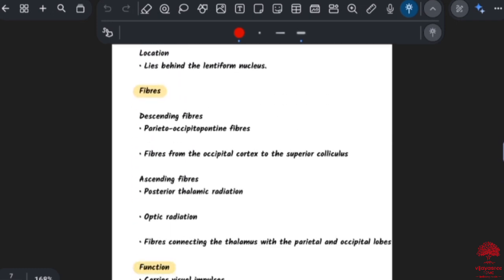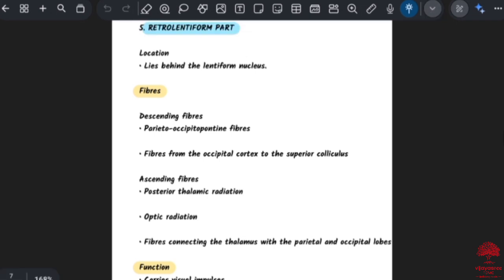Then the last part, that is the retrolentiform part. The motor fibers are the occipitopontine fibers, and the sensory fibers are the posterior thalamic radiation, that is the optic radiation. So their function is that they carry visual impulses. So this is all about the fibers of the internal capsule.